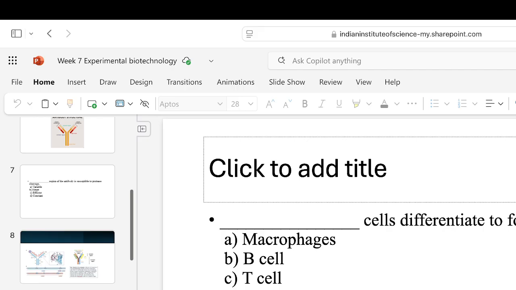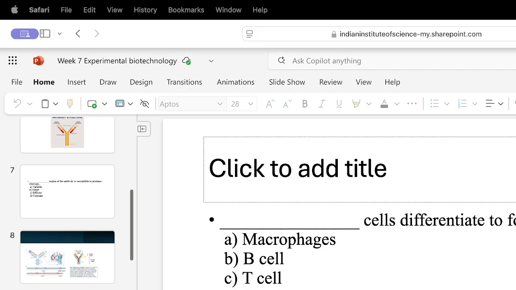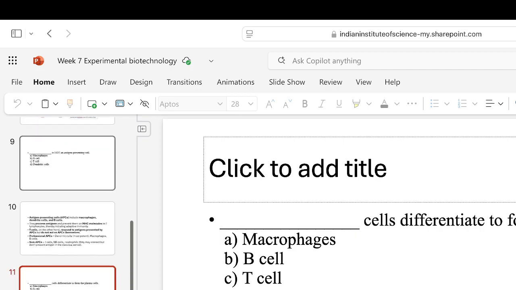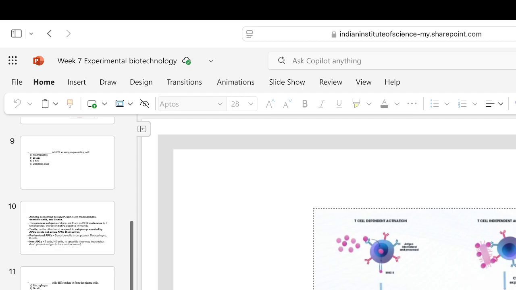The next question is, dash cells differentiate to form the plasma cells? Macrophages, B cell, T cell, dendritic cell. So we discussed this as a part of another question. If you can remember, you can let me know. We talked about B cells. Yes, those are the regions where you have antibody. And this is just a schematic.